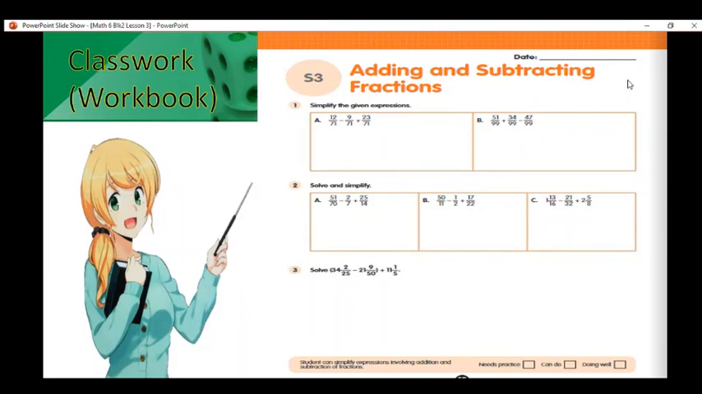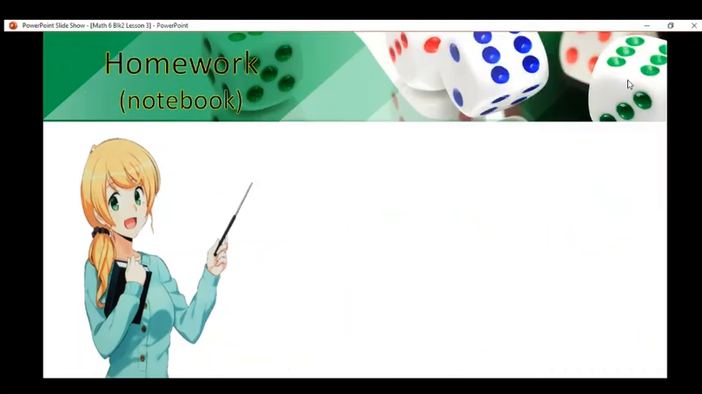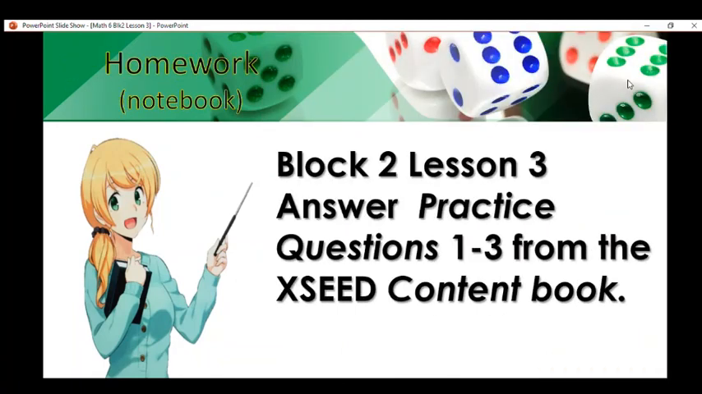Now that you know how to solve three fractions with two different operations, adding and subtracting, I want you to get your workbook and answer sheet work number 3, adding and subtracting fractions, on page 12. And do not forget also your assignment in block 2, lesson 2, answer practice questions 1 to 3 from the Exceed content book.